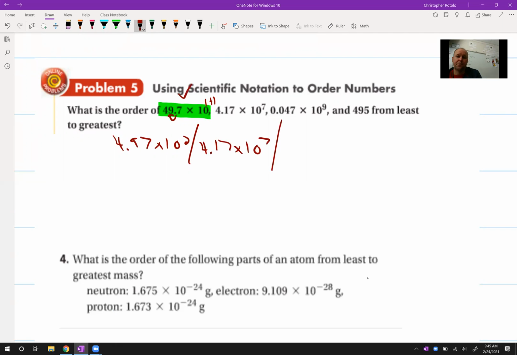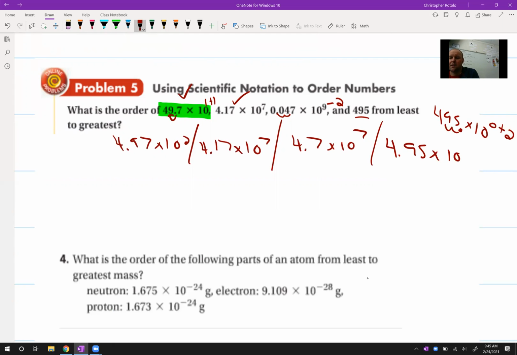Okay, so I fixed this one. This one was okay. This one is too small, so I'm going to do minus how many places? 1, 2, 2. So it should be 4.7 times 10 to the 7th. Okay, and 495, well, that doesn't have anything. So I could picture 495 times 10 to the 0 power. The decimal point is right here. I have to move 2 places because it's too big, so plus 2. So the last number I have is 4.95 times 10 to the second.